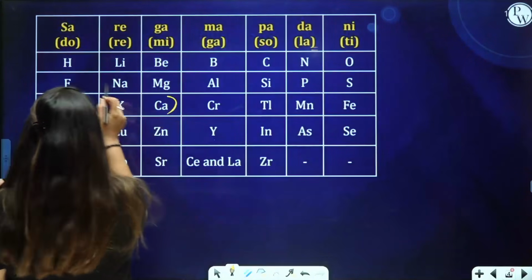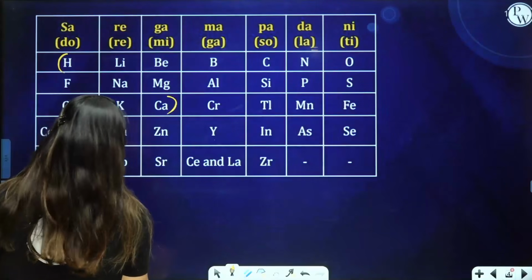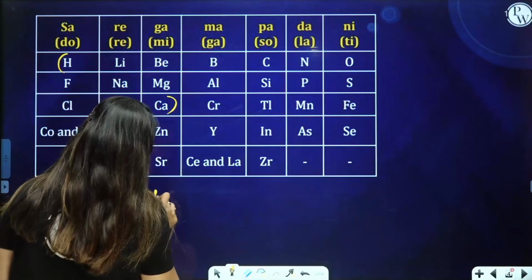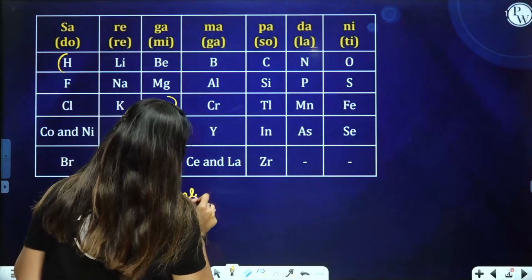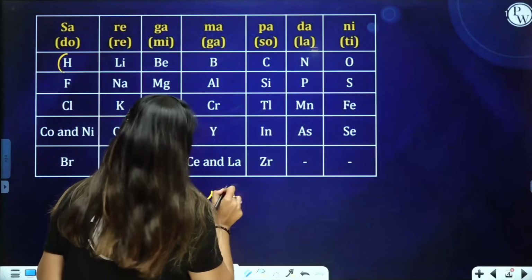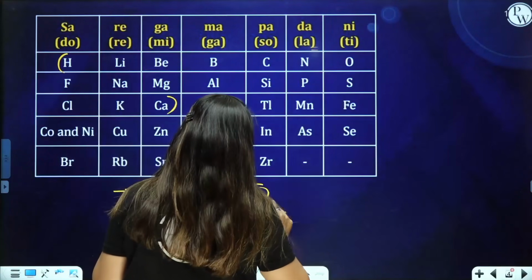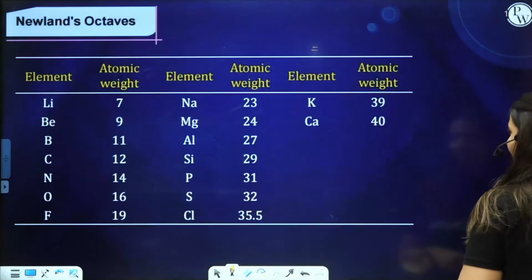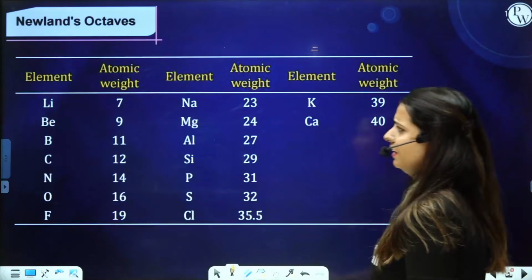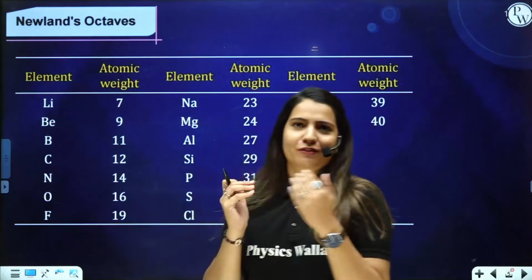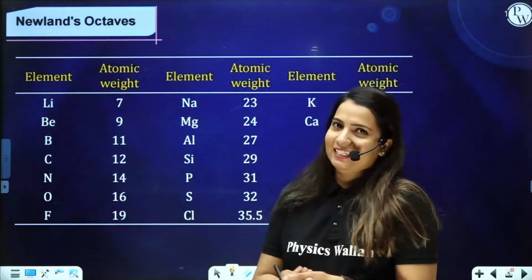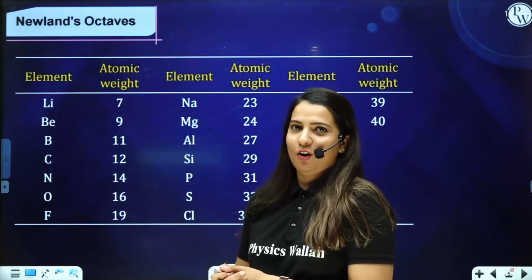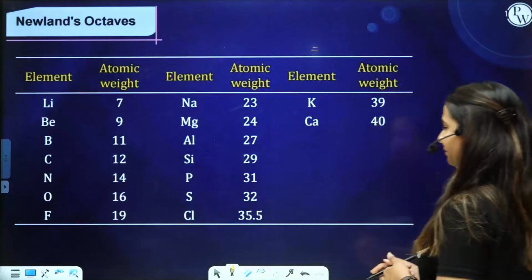Although we can write for the other ones also, we have to write this point over here, that this is valid only till calcium. So do not forget this. Okay, let's move towards the next model. I have even written another table for you. You can refer to whichever table you find easier. That was Newlands' law of octaves, right?